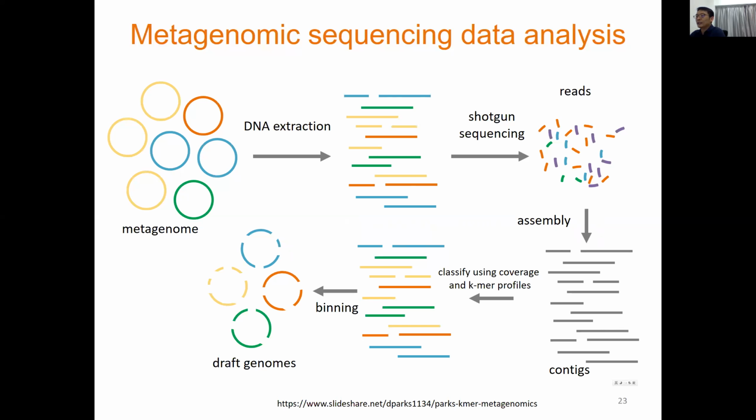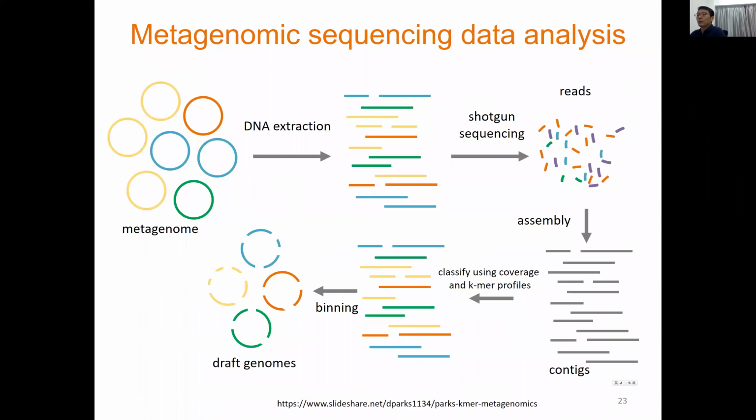And based on this information, the contigs can be grouped into different bins. We call this process binning, and that means we can recover draft genomes from the metagenomic sequence data. Then we can analyze the taxonomy and the functions of each genome.